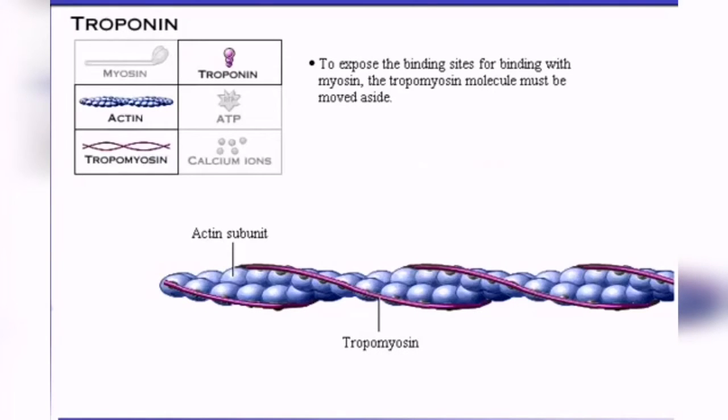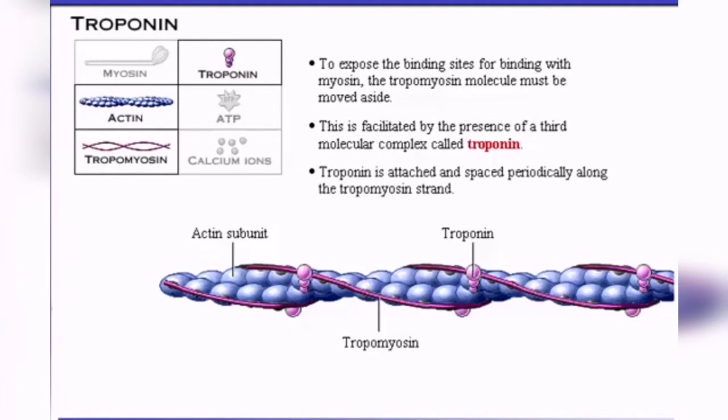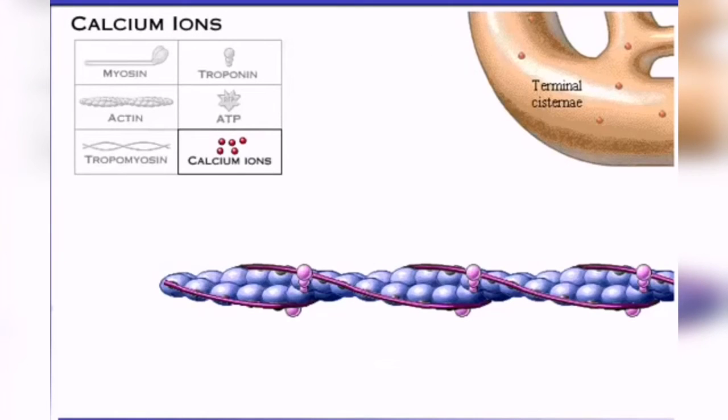This is facilitated by the presence of a third molecular complex called troponin. Troponin is attached and spaced periodically along the tropomyosin strand. Troponin by itself is not able to move the tropomyosin away from the binding sites. This process requires calcium ions.